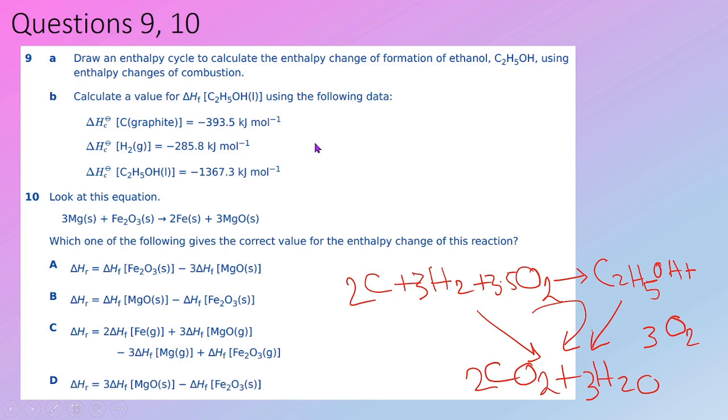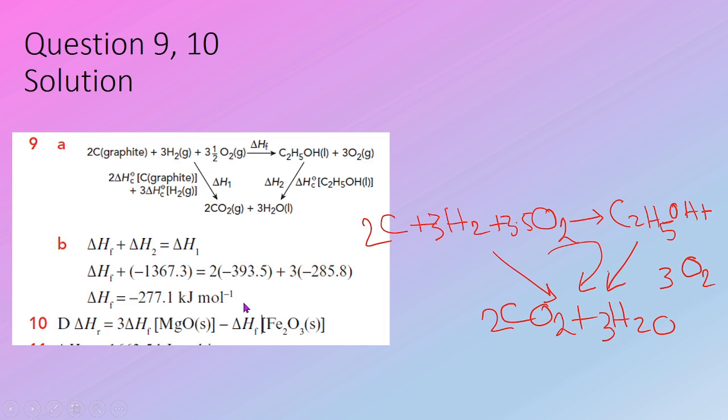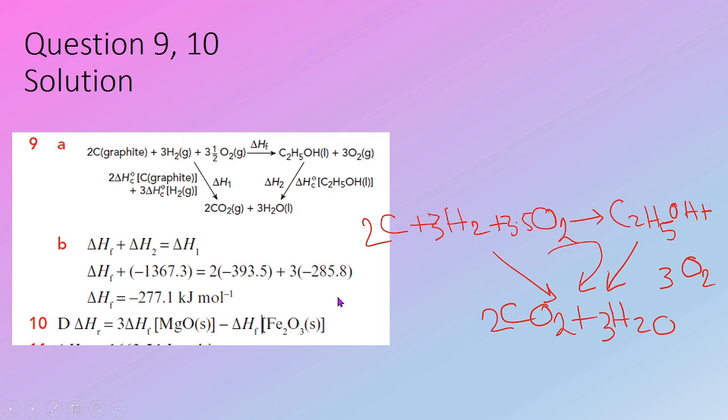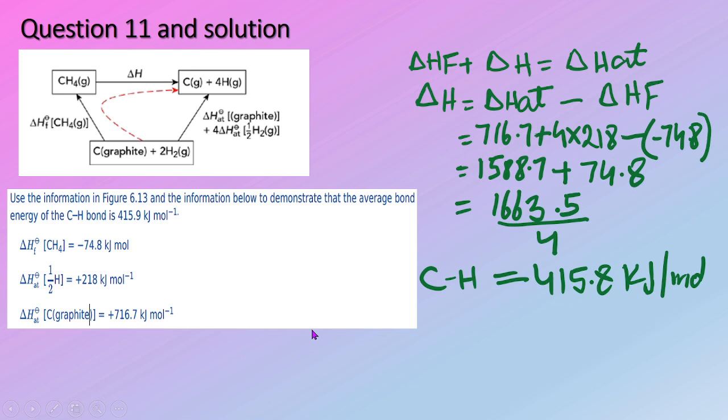In question number 9 and question number 10, the solutions are here. This one is the solution, the Hess cycle, the above reaction. For question number 9, we got delta HF, which is 277.1 kJ per mole. For question number 10, which one of the following gives a correct value for enthalpy change of this reaction? It is delta HR equal to delta HF of products minus delta HF of Fe2O3.